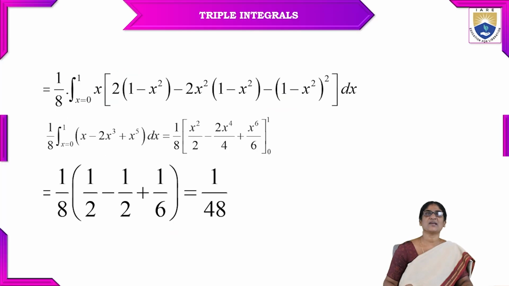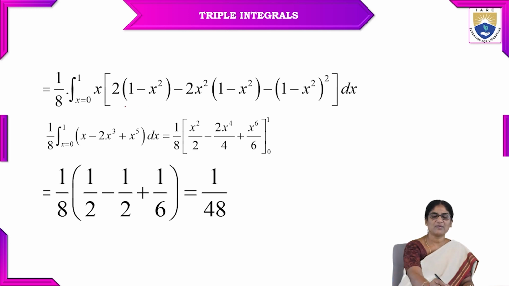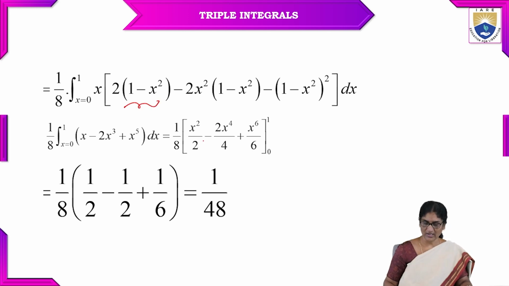So you are going to get 1 by 8 integral of x from 0 to 1, x into 2 of 1 minus x square, wherever y is there, I'm substituting the value 1 minus x square, minus 2x into 1 minus x square, minus 1 minus x square whole square, dx. Now, only one variable is left out from all three integrations. One variable by one variable, we have been eliminating, and the last left out variable is nothing but x. So here you can open this value.